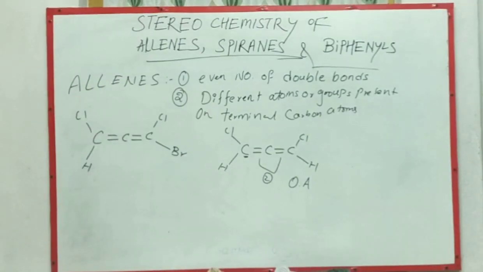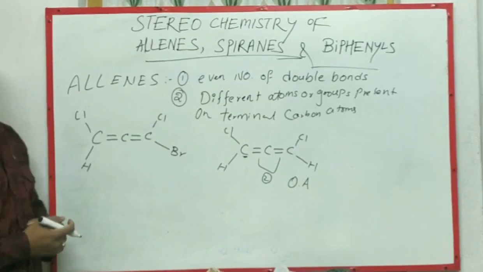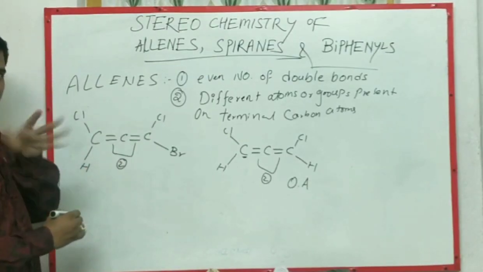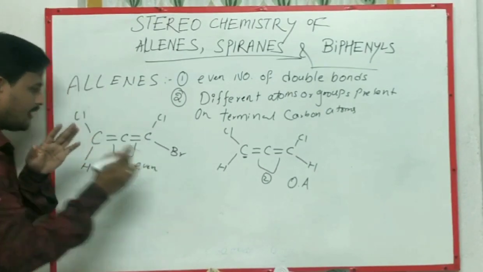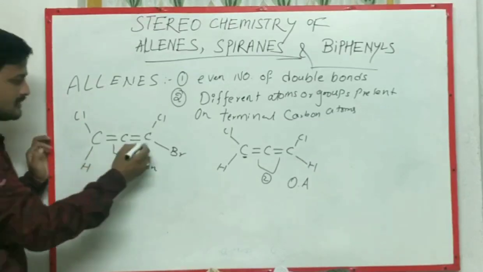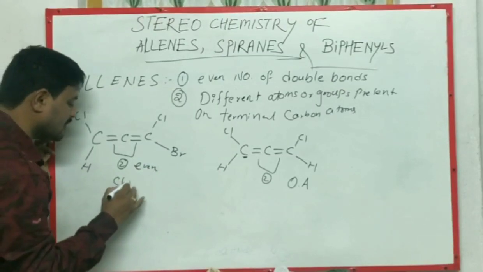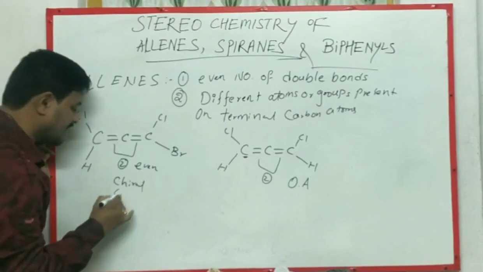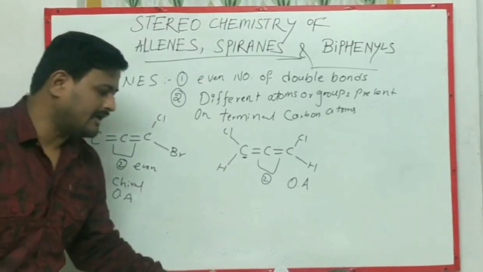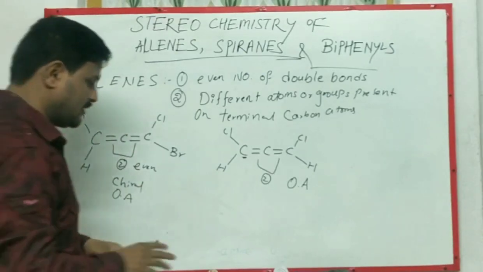In this case, is it optically active or inactive? Count how many double bonds there are. Two double bonds, even. Then same atoms or different atoms? This carbon atom has chlorine and hydrogen, different. This terminal carbon atom has chlorine and bromine, different. Then it is chiral, an optically active molecule. Is it clear or not? Any example given like this is the same thing.